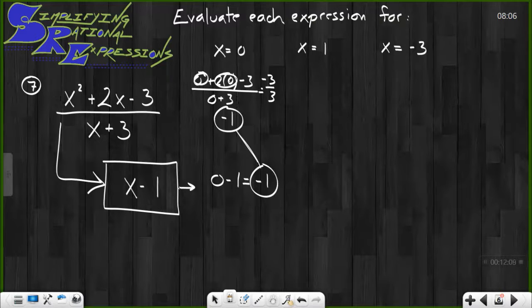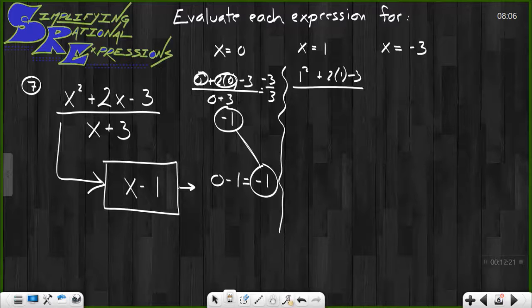Good. Let's test another one just to make sure. It should work for every single number if we did it right. All right, so the next one here, I'll draw a little squiggly line to separate. But I've got 1 squared plus 2 times 1 minus 3 over 1 plus 3. Well, on top here, that's going to give me 1 plus 2 minus 3. Well, 1 plus 2 is 3. 3 minus 3 is 0. And on the bottom, I get 1 plus 3 is 4, and 0 divided by 4 is 0.